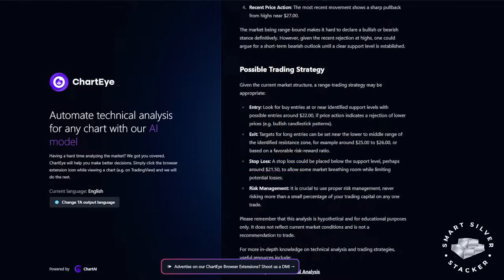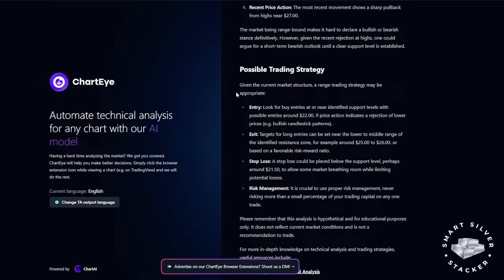All right, so possible trading strategy based on this. Actually, let's read this last paragraph. The market being range-bound makes it hard to declare a bullish or bearish stance definitively. However, given the recent rejection at highs, one could argue for a short-term bearish outlook until a clear support level is established. So there you go. You could get a little bit of a pullback in the short term. Definitely would be a good time, especially if premiums remain low and retail investors remain uninterested. Could be a good time to do some stacking.